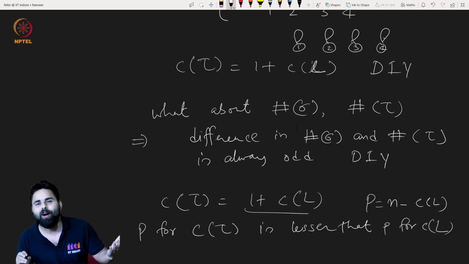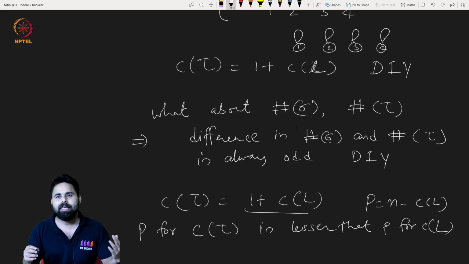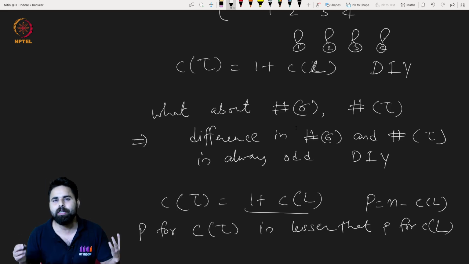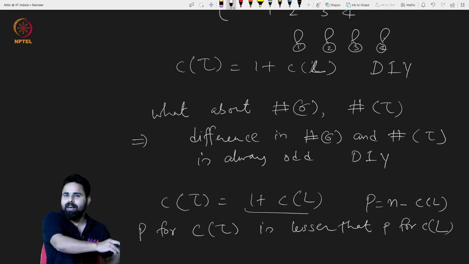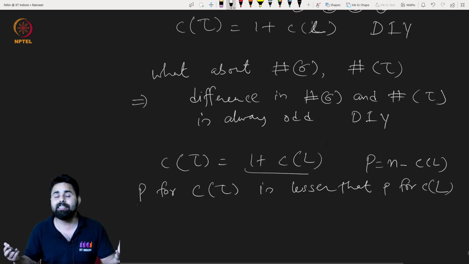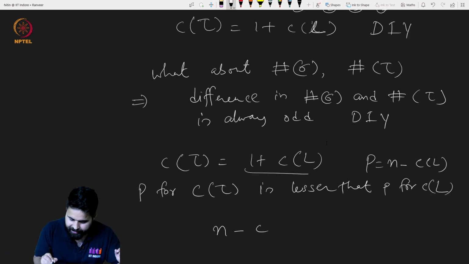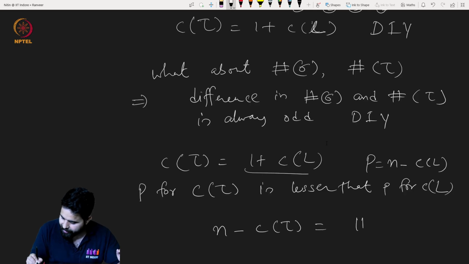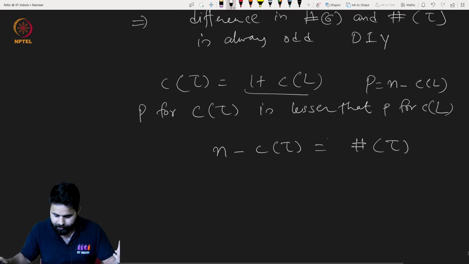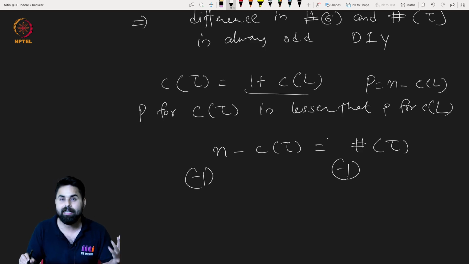Now we have already assumed by hypothesis that the statement is true for P greater or equal to 0. We have to prove it for P plus 1, but P for the corresponding tau is lesser than P plus 1, so for this the statement is true. That means N minus the number of cycles of tau and the number of inversions in tau have the same parity.